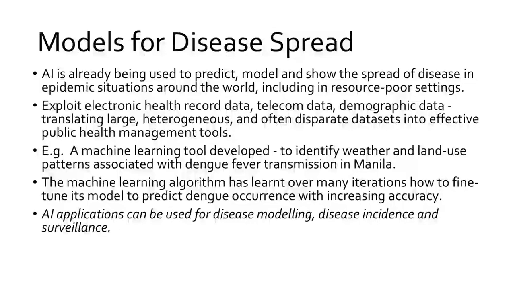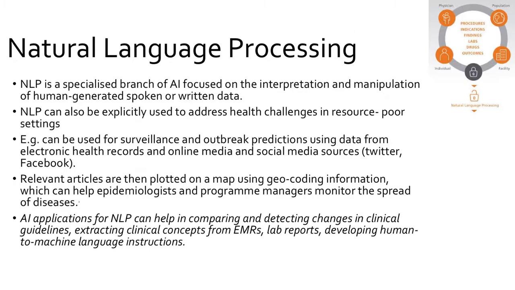Disease spread, we've had students in our lab looking at the spread of diseases across Uganda, and here they can leverage the availability of the data that we have. For example, electronic health record data, telecom data, demographic data, and trying to put all this together to build Bayesian models that can model disease incidence and surveillance. So AI can also be applied in that area for disease spread.